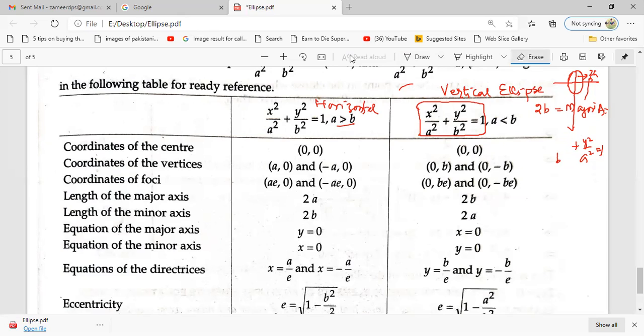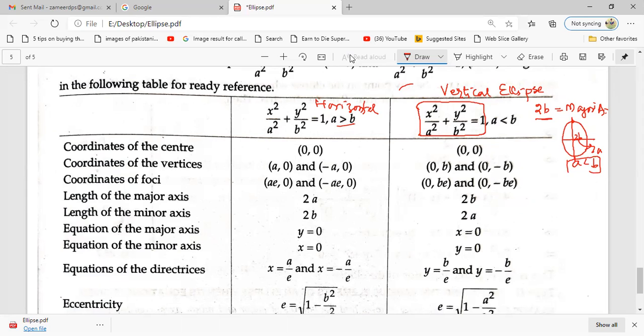This one is better. Instead of changing, we should follow this one, that now if major axis is vertical, the major axis we will take 2b. Okay, understood? Major axis we will take 2b. This distance we are taking from this to this, we are taking 2b, and this distance we are taking 2a. In this case, a is less than b. When a is less than b, the equation will be this one.